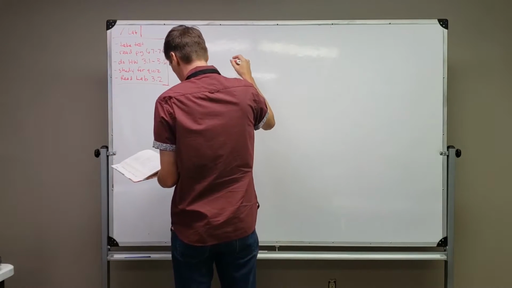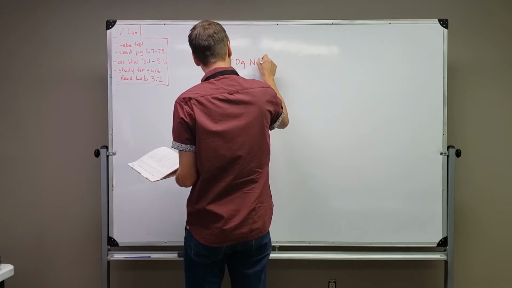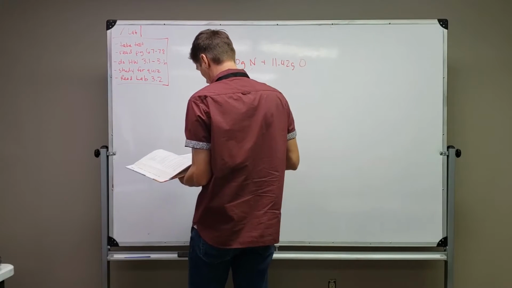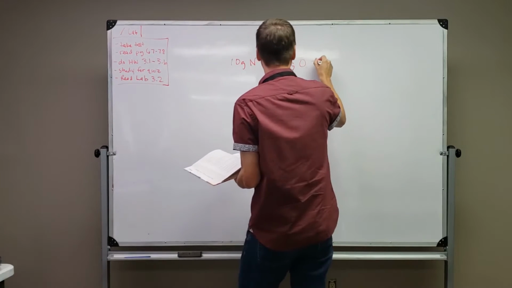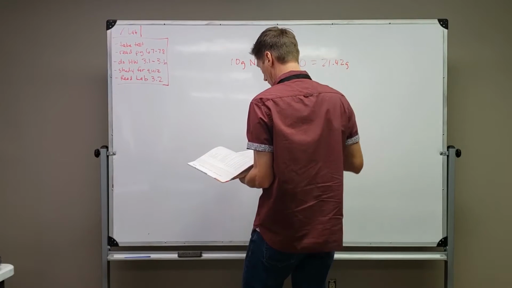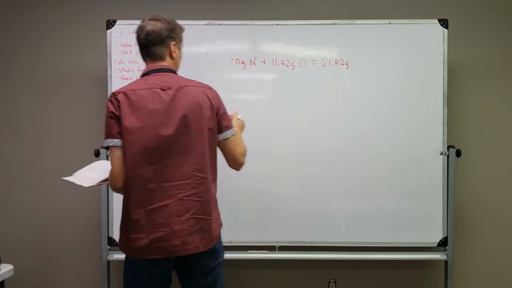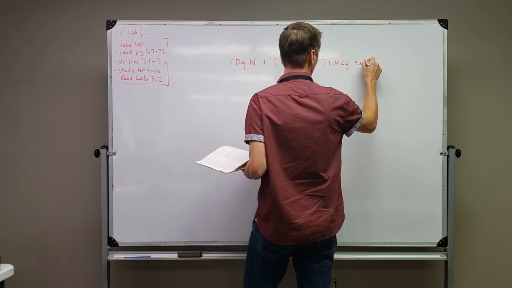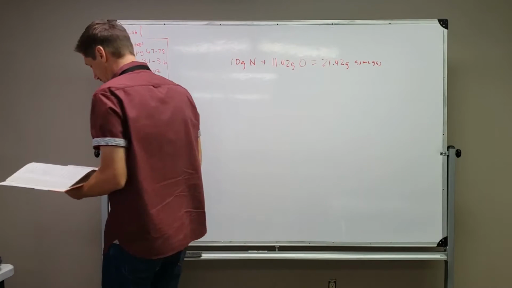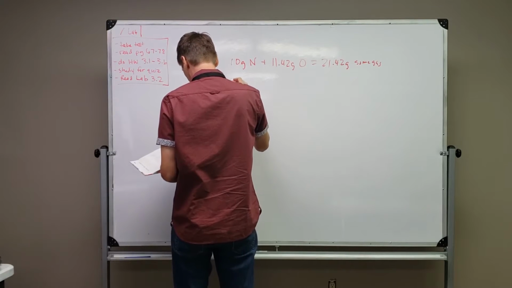So 10 grams of nitrogen reacted with 11.42 grams of oxygen to make 21.42 grams of the first gas. So some gas, right? All right, so suppose she starts with 10 grams of nitrogen again.